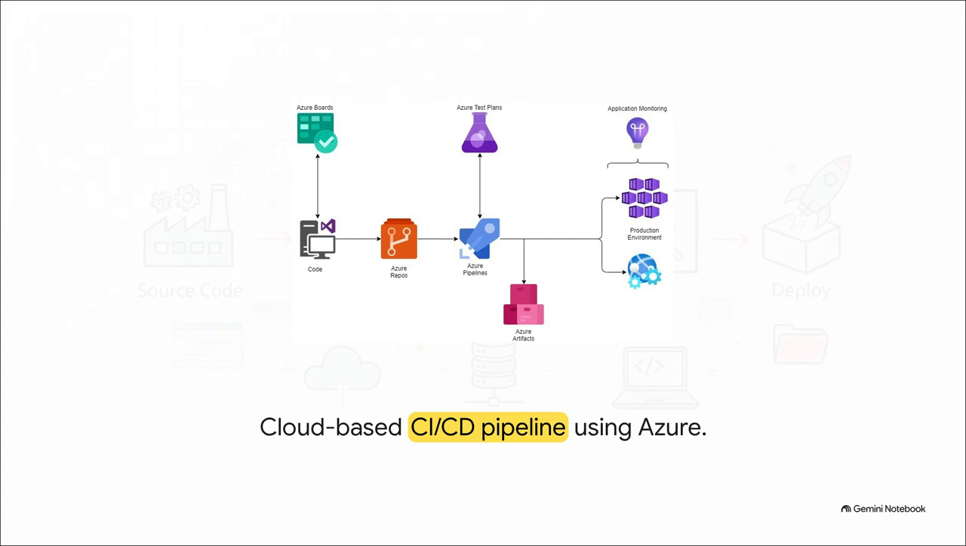Here, code changes committed to Azure Repos feed directly into Azure Pipelines. The pipeline handles the continuous integration, utilizing Azure Test Plans, and then continuously deploys the resulting artifacts into Azure Artifacts, and finally, out to production environments. It's an entirely ecosystem-contained alternative to hosting your own Jenkins server.